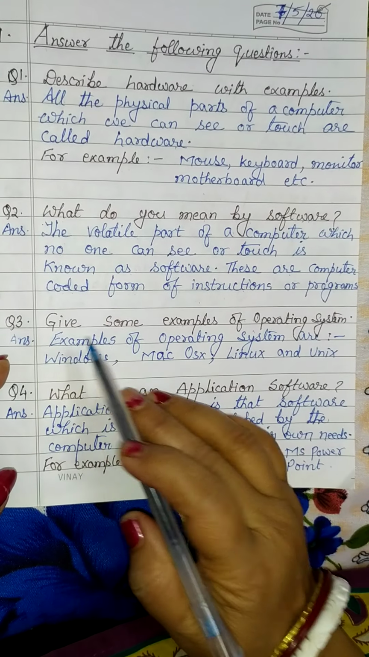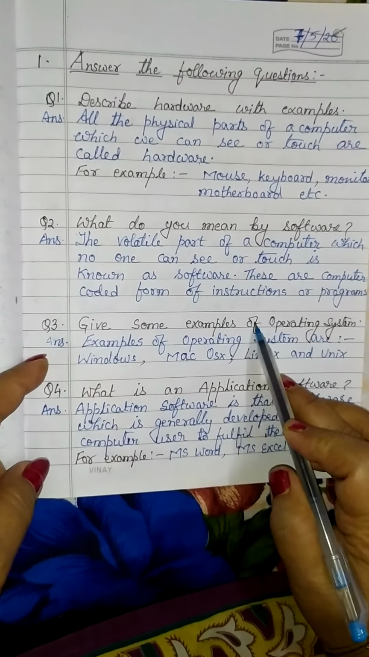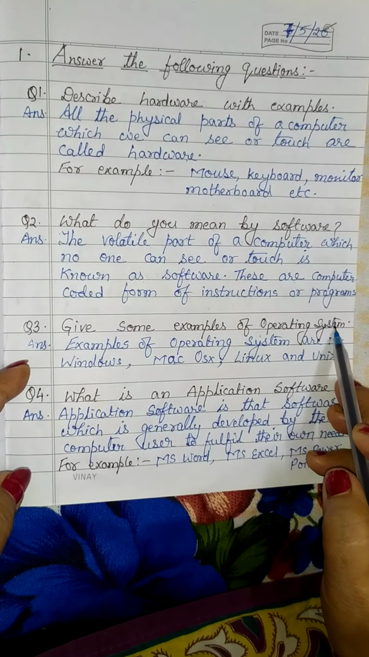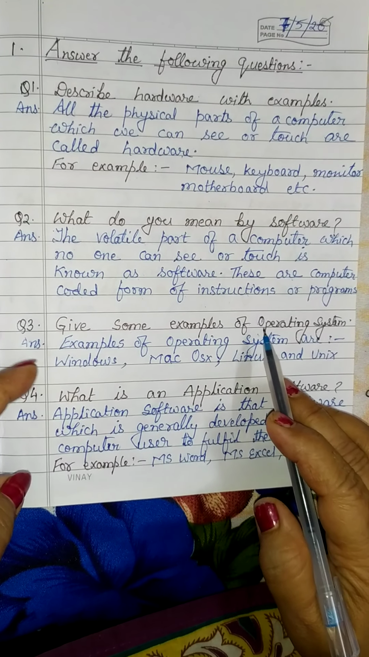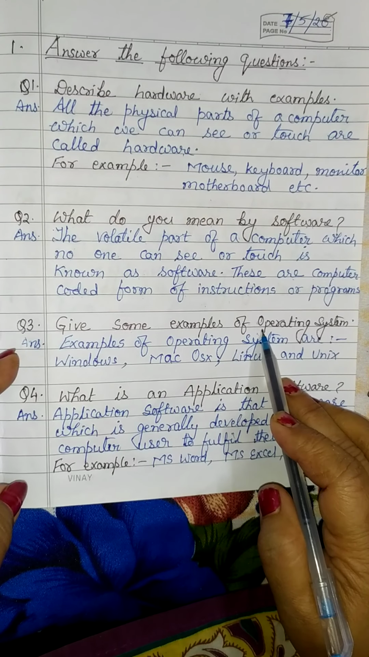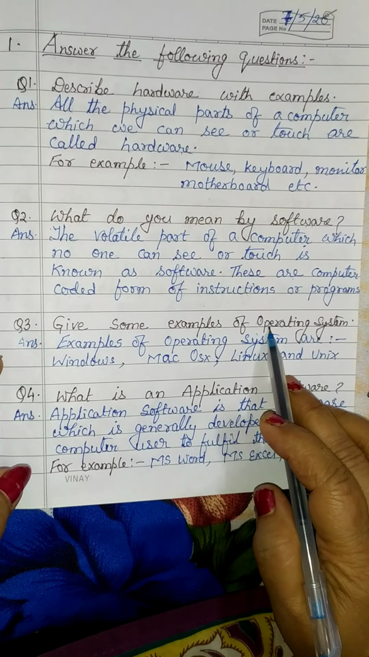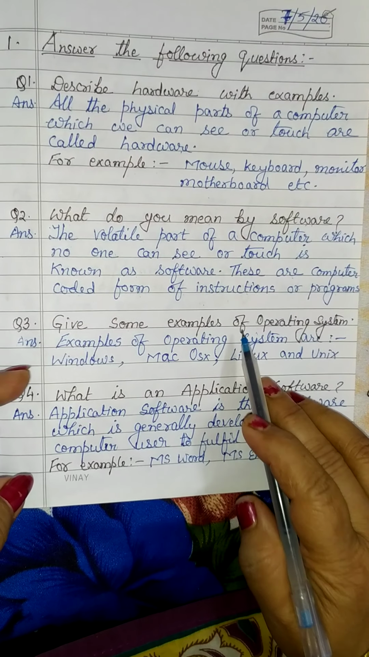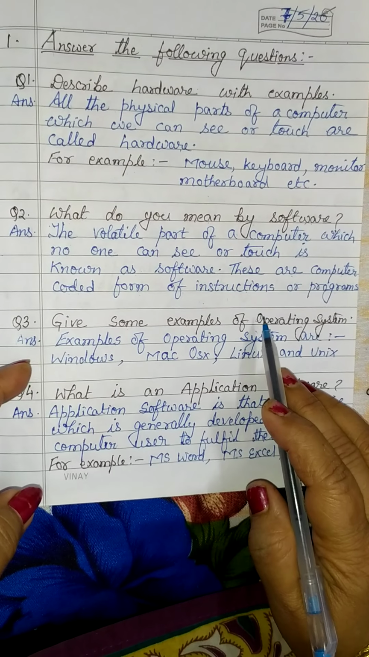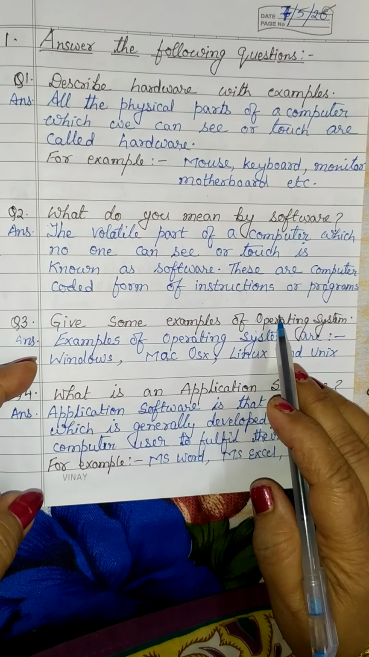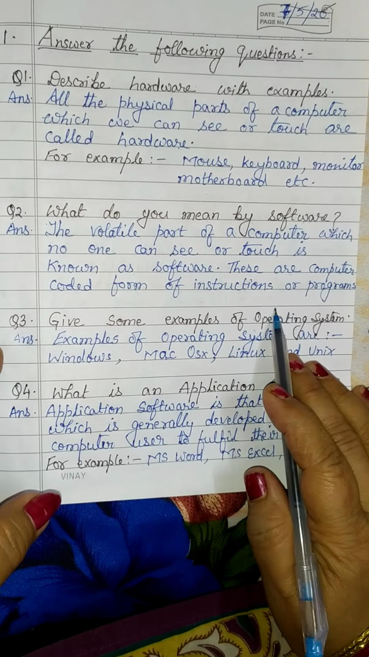Now question number 3. Give some examples of operating system. As you know that operating system is the most important part of a computer because operating system makes the computer ready to work and it also makes the computer understand whatever instruction we are giving to the computer. It makes the computer understand those instructions.